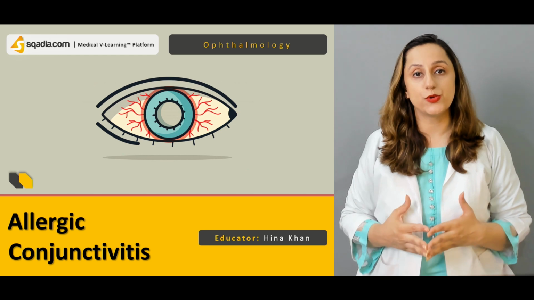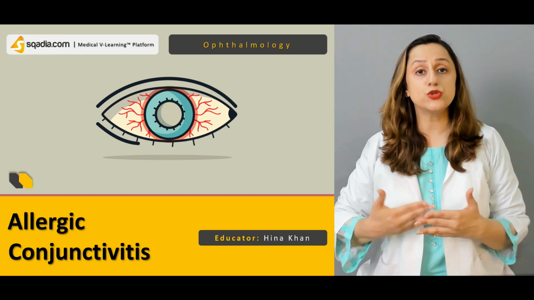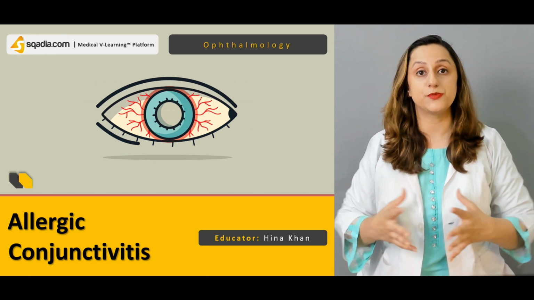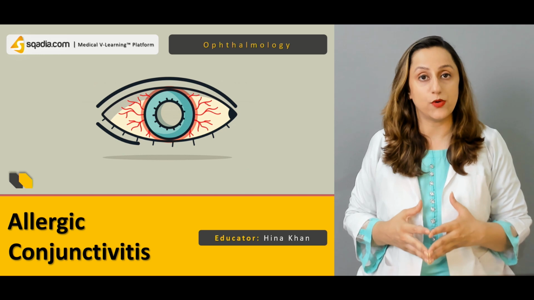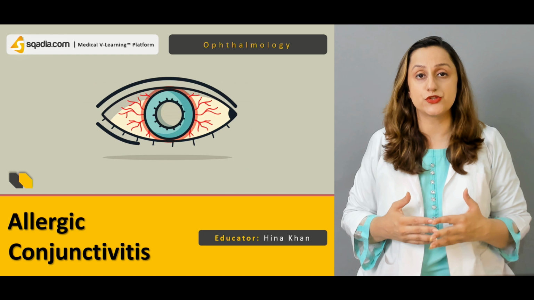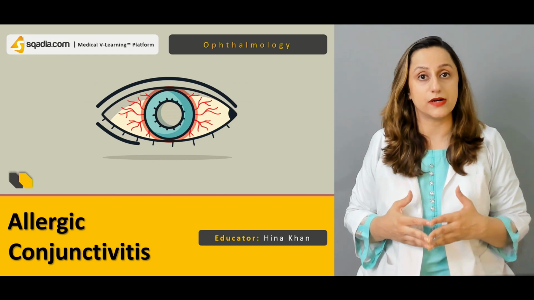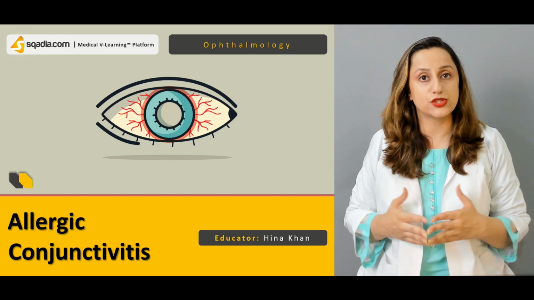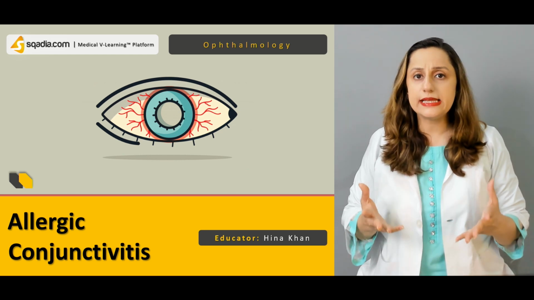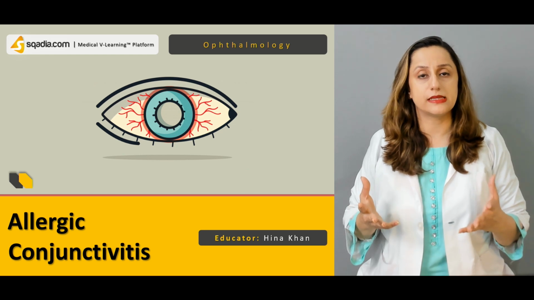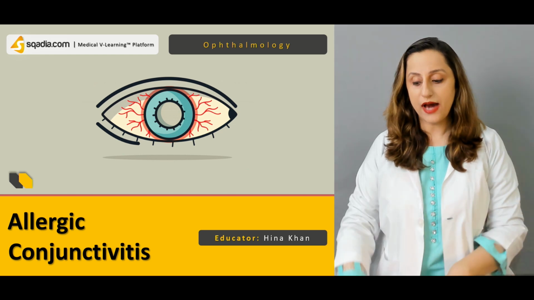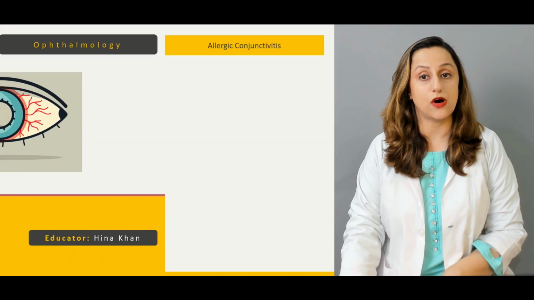Conjunctiva, as you all know, is the outermost, externally placed protective layer of the eyeball. So any inflammatory or infectious condition of the conjunctiva is going to result in the condition known as conjunctivitis. When you're dealing with the outpatient department in ophthalmology, you usually come across patients who have the signs and symptoms of conjunctivitis.